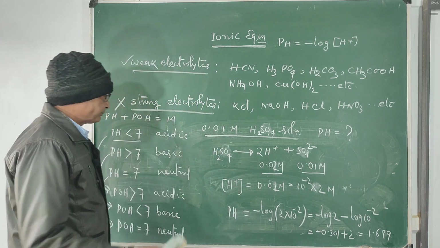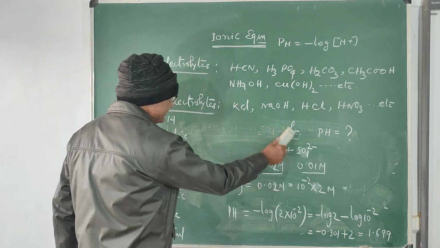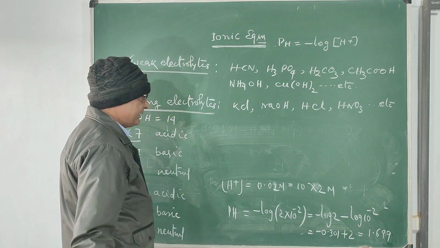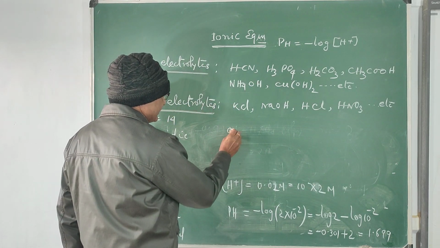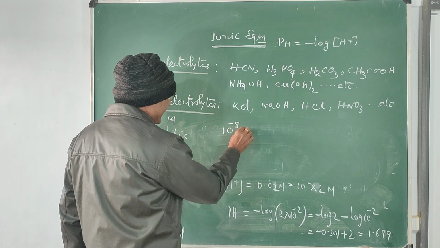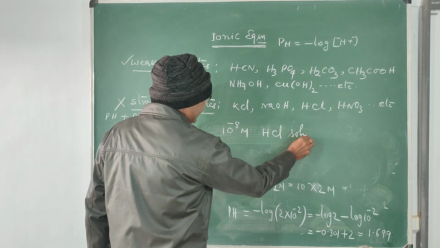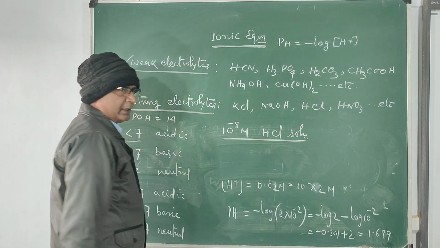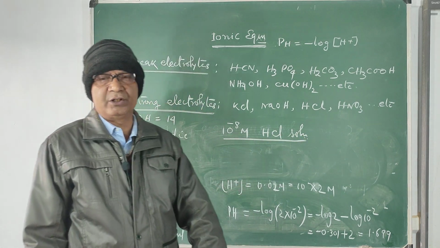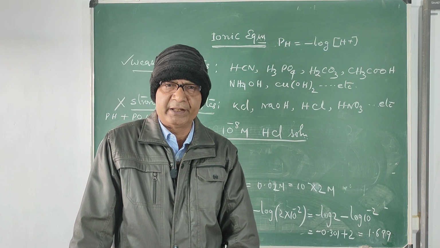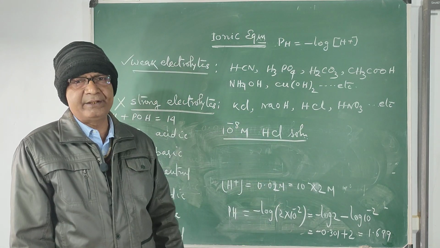Now see, suppose there is a solution of hydrochloric acid whose concentration is 10 to the power minus 8 molar HCl solution. So if you consider this solution, it is a very dilute solution of hydrochloric acid, 10 to the power minus 8 molar.